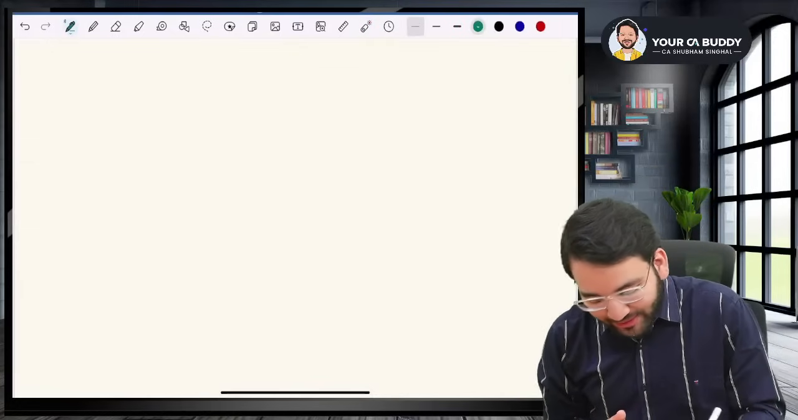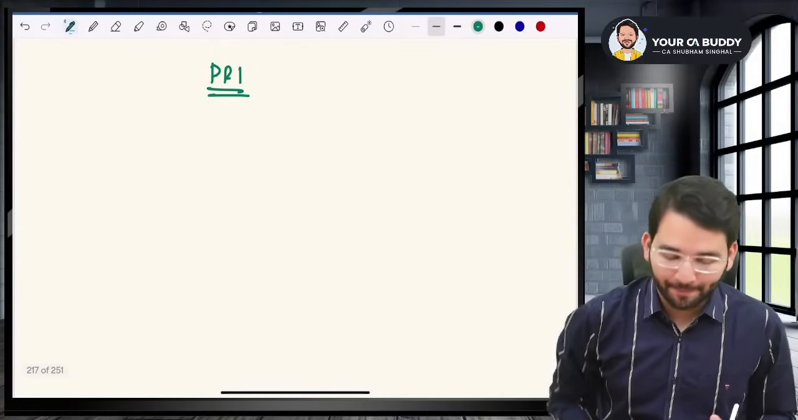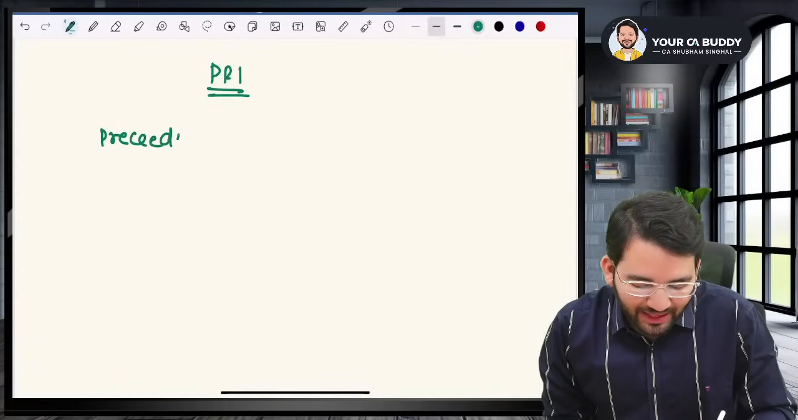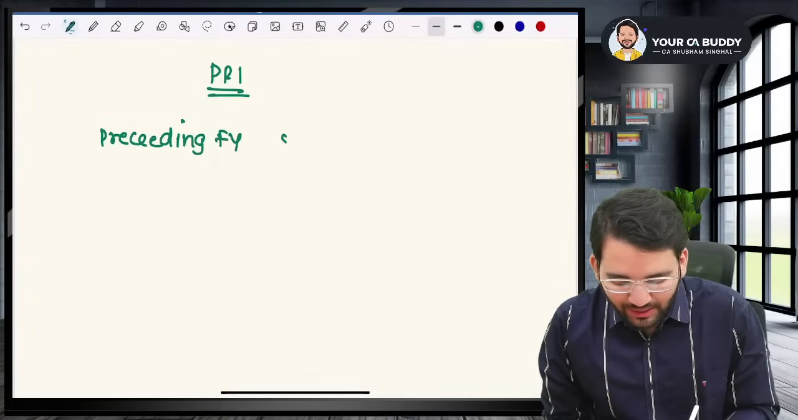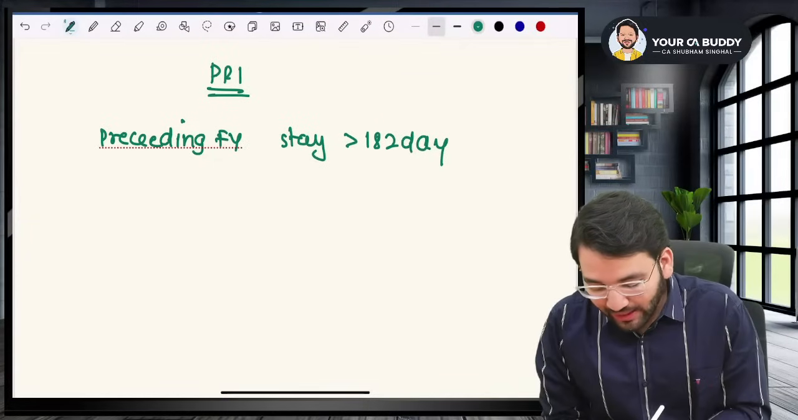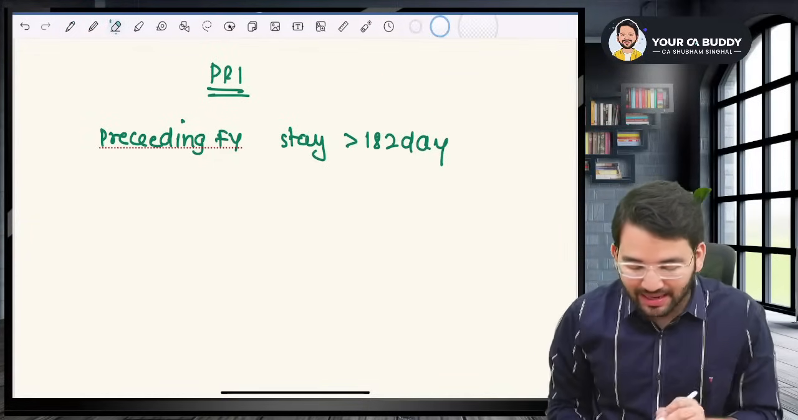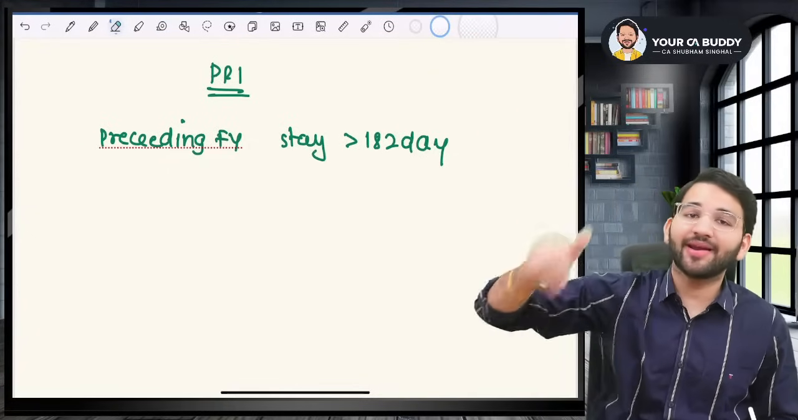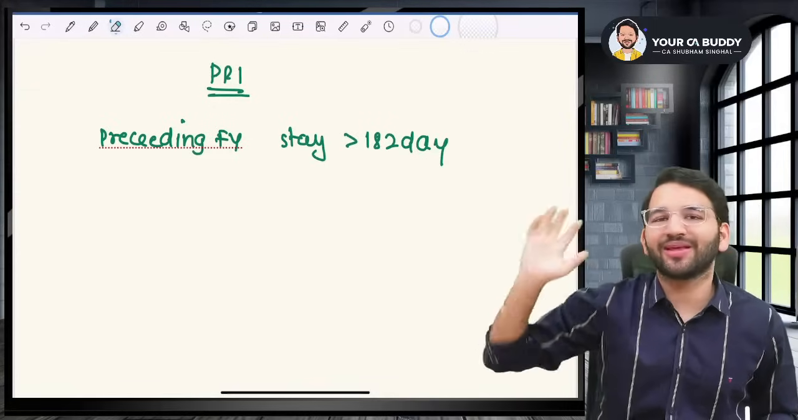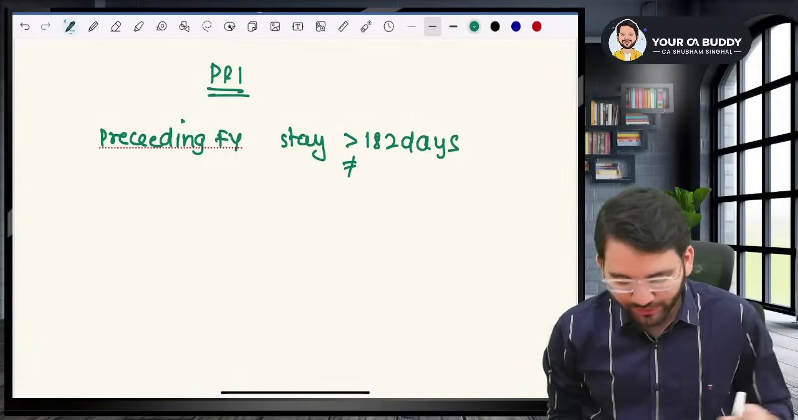Sir, I am trying to explain what is the definition of a person resident in India. Okay, listen to me very carefully. They say that if you want to become a person resident in India in the preceding financial year, you should have stayed for more than 182 days. Sir, I want you to observe here, it is more than 182 days. Guys, in the Income Tax Act, you also study direct tax. In the Income Tax Act, residential status is more than or equal to. Here it is more than 182 days. There is no equal to.